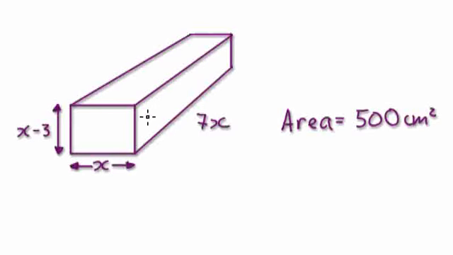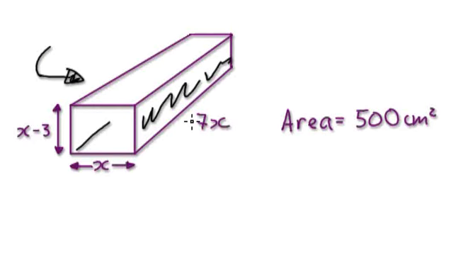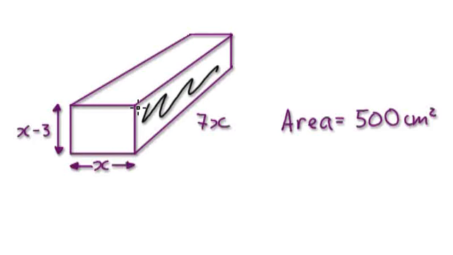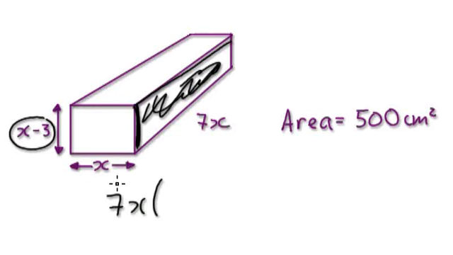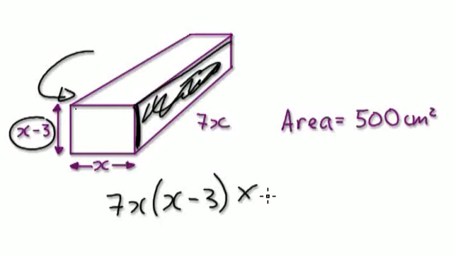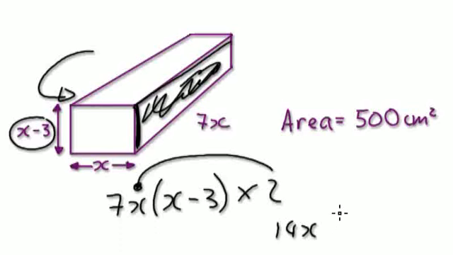Okay, and then you've got to take this area into account, and don't forget you've got another one around the back here as well. So this area here would be this length, which is 7x, times this bit here, x minus 3. Because you've got another one at the back, you've got to times it by 2. So you can merge it with this one, so it really becomes 14x(x minus 3).